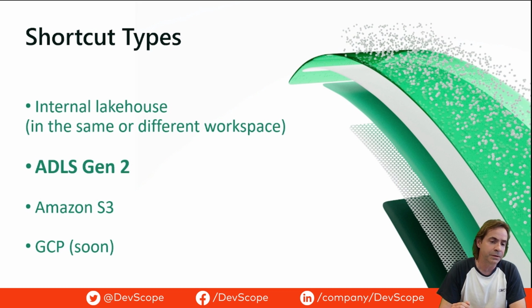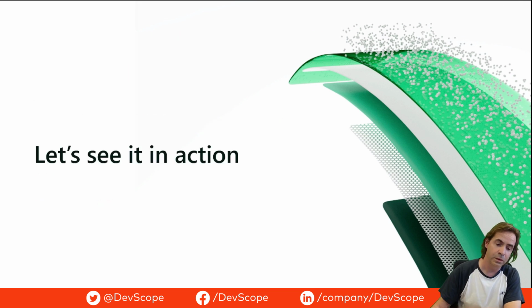So today we'll see some shortcut types. I will talk to you in particular about the ADLS Gen 2 shortcut, but we also have internal lakehouse shortcuts which link data to different workspaces inside your Fabric workspaces, of course. We also have Amazon S3 and soon maybe GCP. But today I will talk to you about ADLS Gen 2 shortcuts. So we'll see it in action.